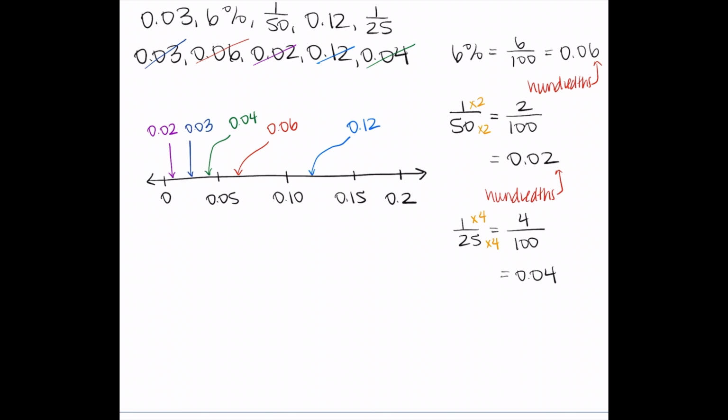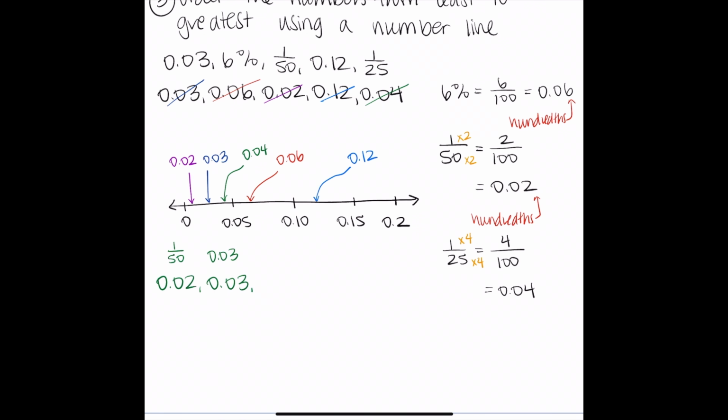right? So right now we have everything ordered from least to greatest on a number line, but let's also go ahead and write it out. So from the number line, we can tell that 0.02 is the least value, right? And that was 1 over 50. 0.03 was the second smallest. That one was just given to us as a decimal. Then we had the 0.04, and we got that from the 1 over 25.